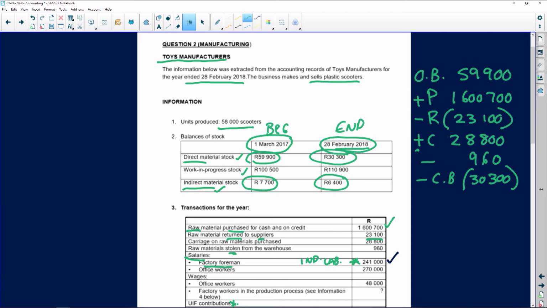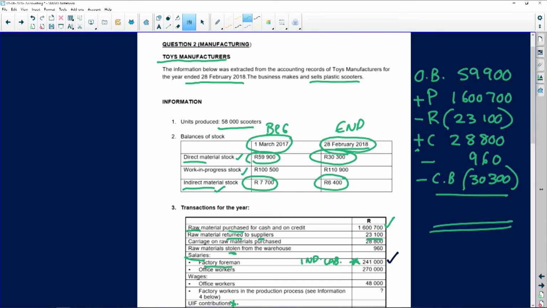Okay, so as you can see, guys, lots and lots of marks for this one calculation. And again, you've got to show your calculation. Remember, in accounting, it's all about showing your calculation so that you're getting those part marks. Okay, so my direct material cost, because that's what I'm trying to calculate.